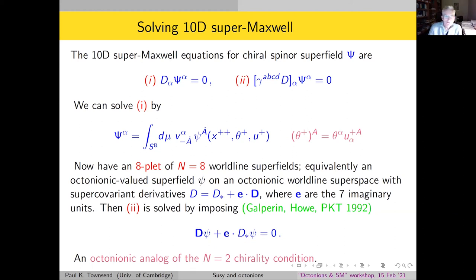But now what happens, of course, you see your worldline superfield is now an 8-plet of them, and your anti-commuting variable, so your worldline superspace also has 8 fermions. So you have an 8-plet of N=8 worldline superfields. And to cut a long story short, you can rewrite the condition that you get on psi in exactly the same way, but involving a lot more work. You can introduce supercovariant derivatives, octonionic supercovariant derivatives, and you can introduce an octonionic valued superfield. And you can rewrite these condition 2 prime, really, I should say now.